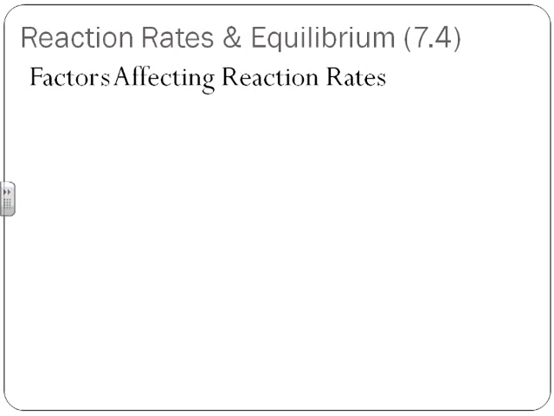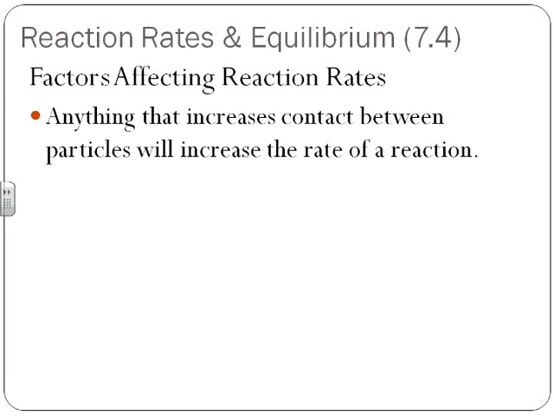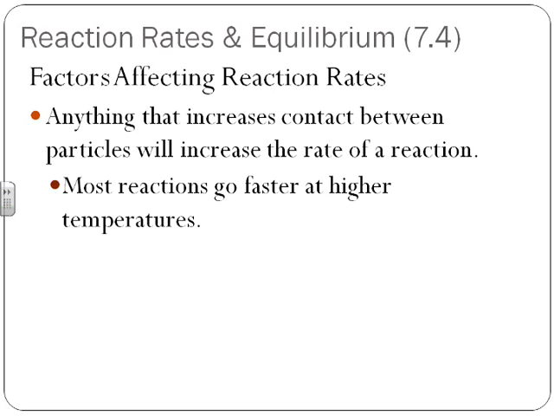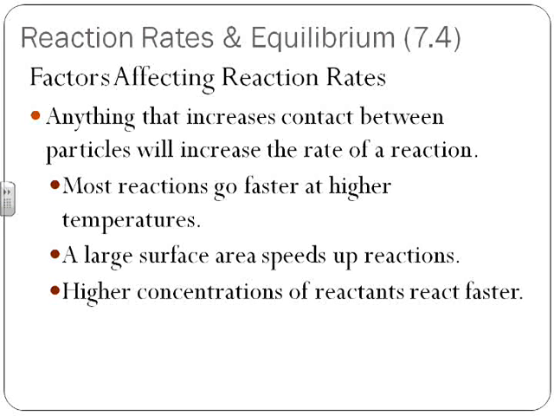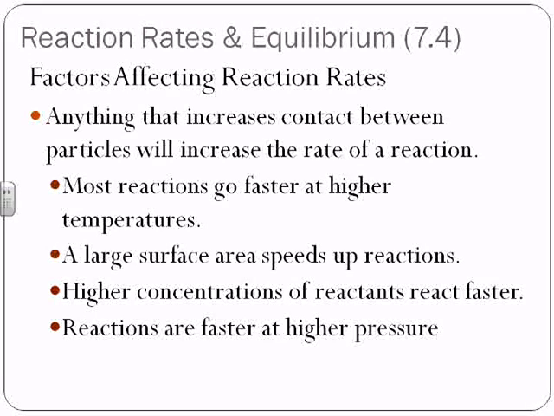Now, reaction rates. When we say reaction rates, that means how fast can the reaction take place, kind of like the speed of the reaction. So anything that increases contact between the particles will actually increase the rate of the reaction. Now, these are some examples. Most reactions are going to go faster at a higher temperature. Also, if you have a larger surface area of the product that you're trying to react, it can speed up the reaction as well. Higher concentrations of reactants react faster, and reactions that happen at a higher pressure will also happen at a quicker rate.